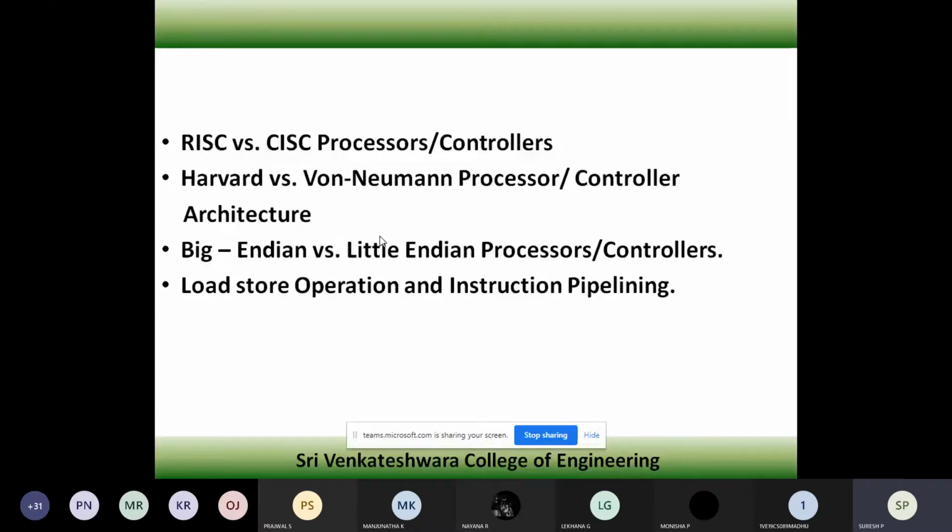So all of you know what is the difference between RISC versus CISC processors. Can anyone tell what is the difference between RISC and CISC? Can anyone tell? What do you mean by RISC? RISC stands for Reduced Instruction Set Computer. CISC stands for Complex Instruction Set Computer. Okay. So next comes the microprocessor.